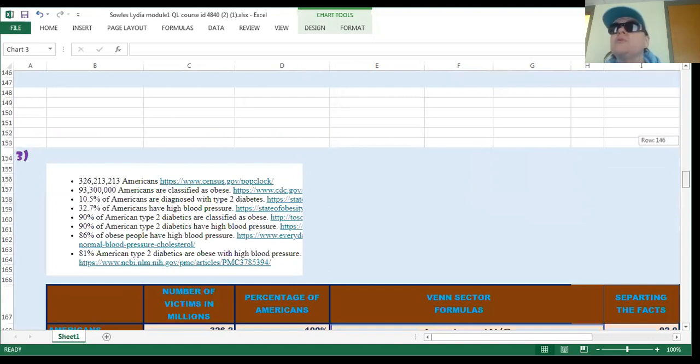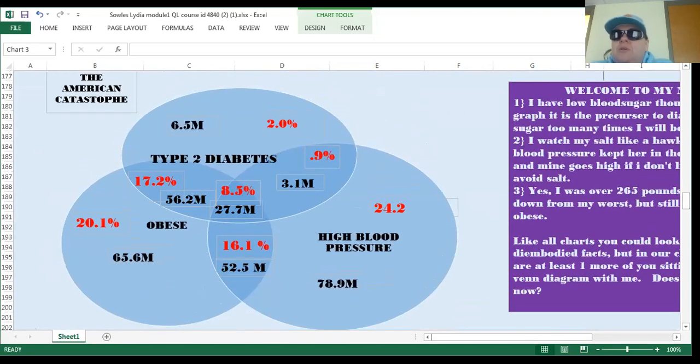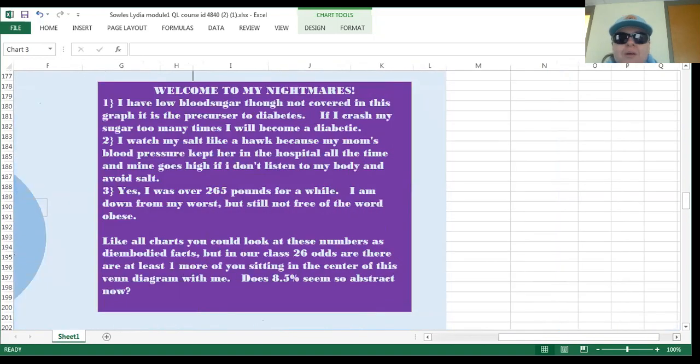So, for problem number 3, we had a very creepy and interesting discussion. And here in the Venn diagram, you can see how very massive the problem is. But this diagram isn't about numbers for me. It's about my personal health. I have low blood sugar, and though not covered in the graph, it is a precursor to diabetes. If I crash it too many times, I will be diabetic.